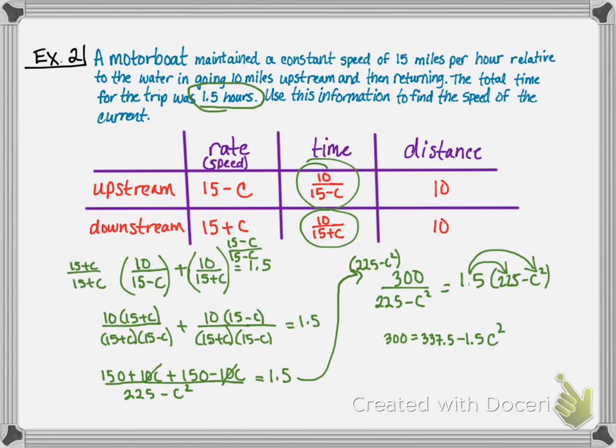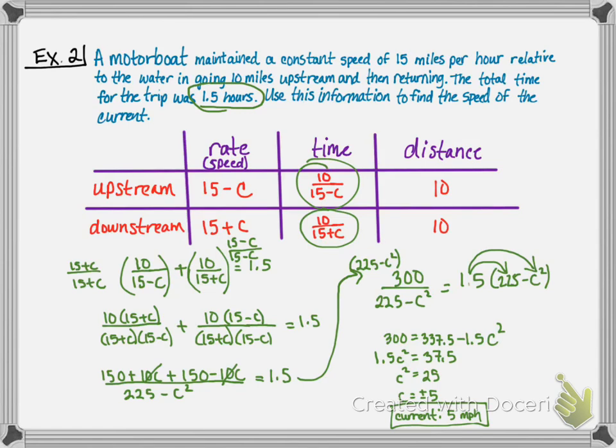I'm going to rearrange it so my c squared is on the left side. I have positive 1.5 c squared, and I move the 300 to the right-hand side. So 337.5 minus 300 is 37.5. Now I'm going to divide both sides by 1.5. c squared is 25. Take the square root of both sides. c is plus or minus 5. But here it doesn't make sense to talk about current as going in negative speed. So the speed of the current is 5 miles per hour.